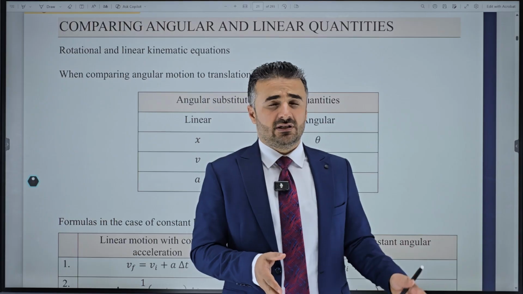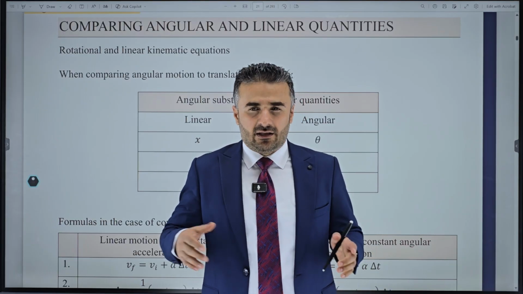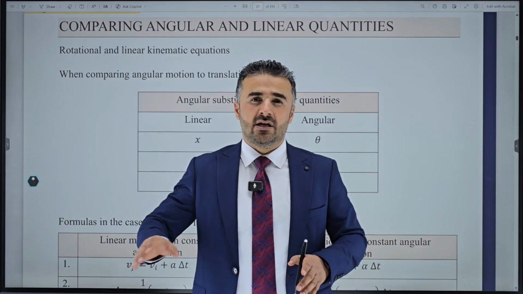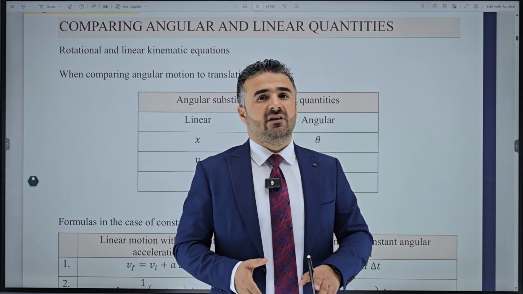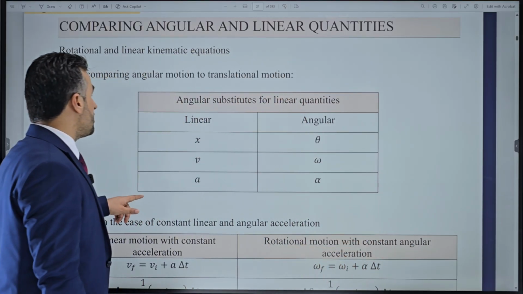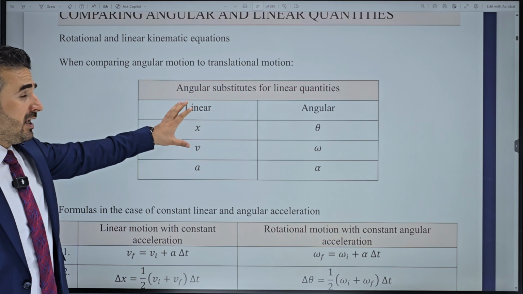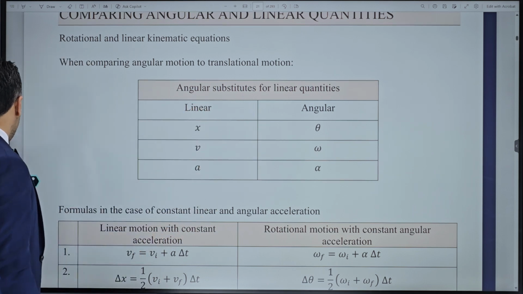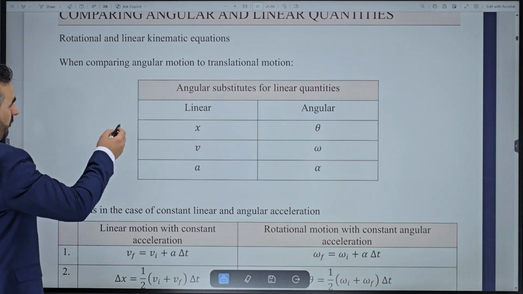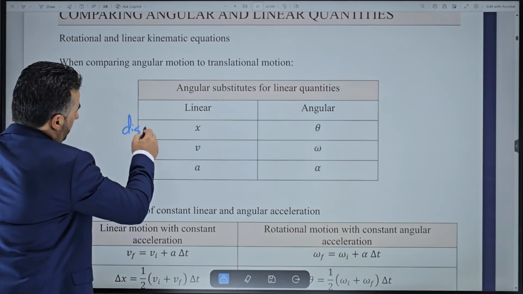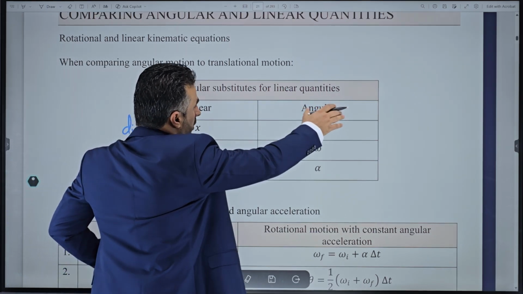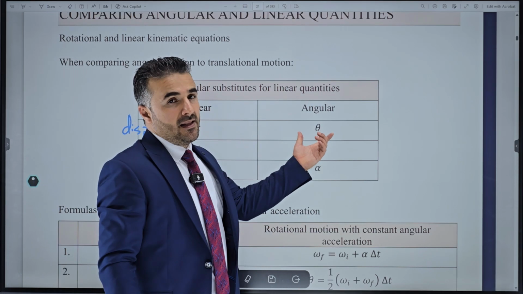And now in today's lesson, we're going to compare the quantities that we had in grade 11, the linear quantities, with their equivalent rotational quantities. So this is the thing that we have. We're going to start with this one here. Of course, you remember in grade 11, we had these linear quantities. For displacement, we had x here. But this year, for angular quantities, we have angular displacement.